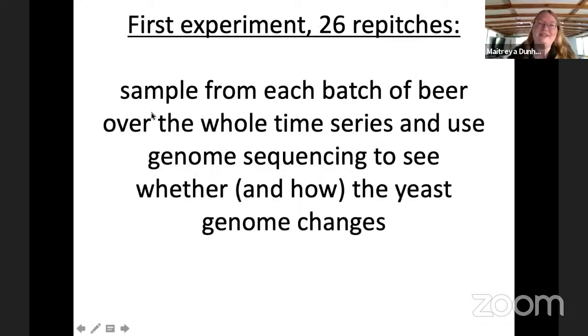Okay, so Tom agreed to take samples for us every time he brewed beer, starting from buying the yeast to the end of when he decided to quit. And his decision to quit is based on his own perception of how things are going. Is the yeast performing well? Is viability staying high? Does it taste the way he wants it to, etc.? So this first experiment I'm going to walk you through is 26 repitches.